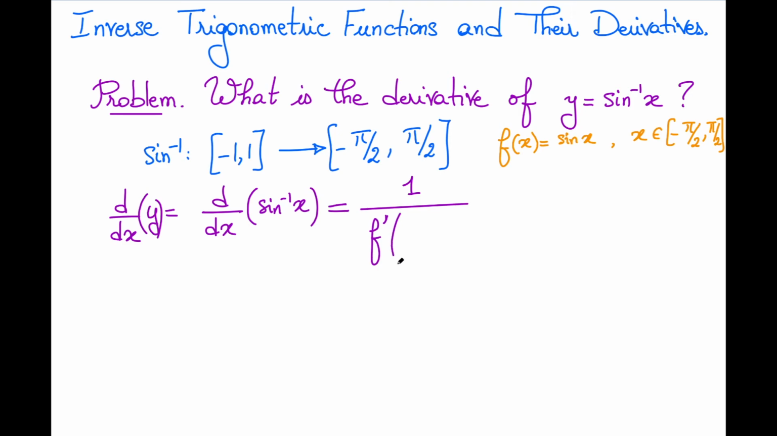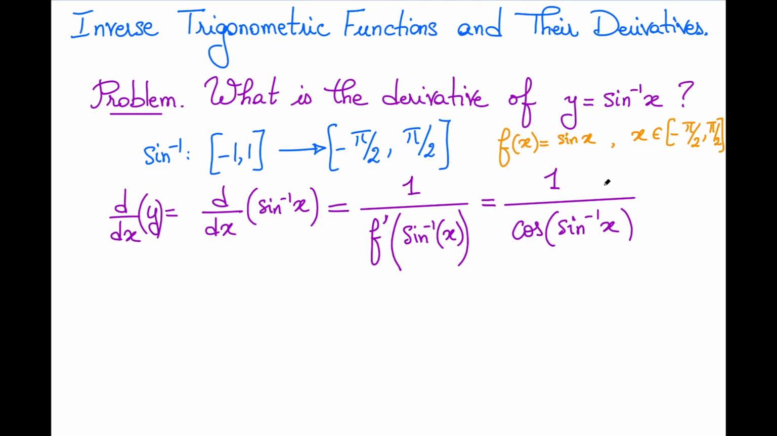So f prime of the inverse function sine at the point x, generic point x. Okay? All right, and this is equal to what? What's the derivative of sine? What's the derivative of f? F is sine. This is cosine. So this becomes 1 over cosine of sine inverse of x. Cosine of sine inverse of x.